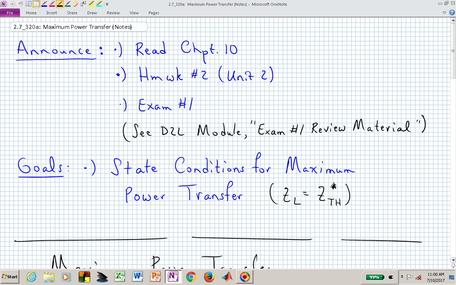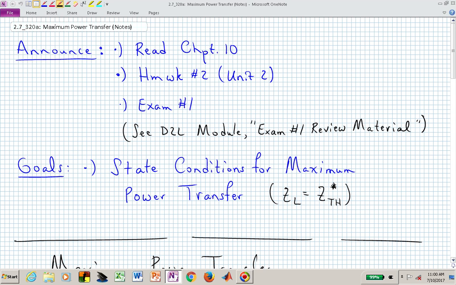This video is entitled Maximum Power Transfer, and it's coming to us from Chapter 10, which is the single-phase sinusoidal steady-state power chapter. And at the end of this unit, which is Unit 2, homework number 2 is due, and exam number 1, which will cover material from Units 1 and 2, is also going to happen after completing Unit 2.